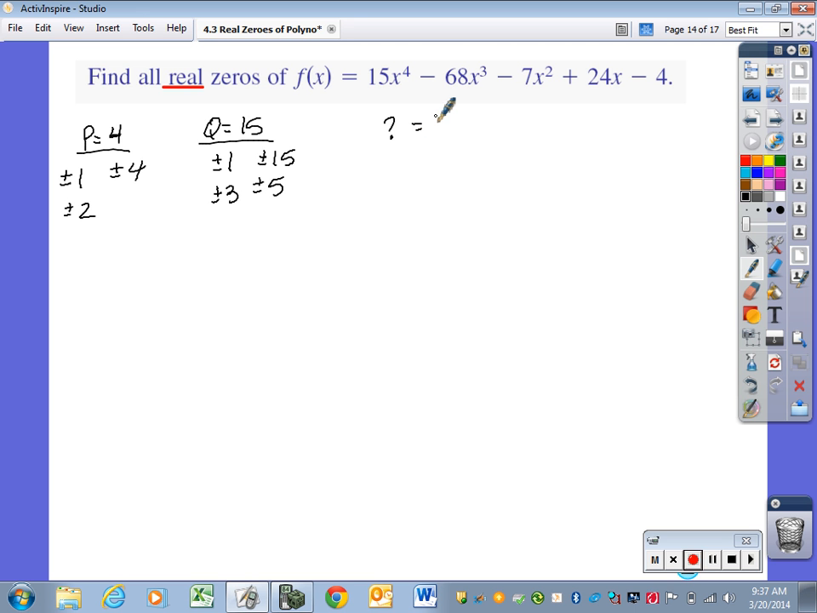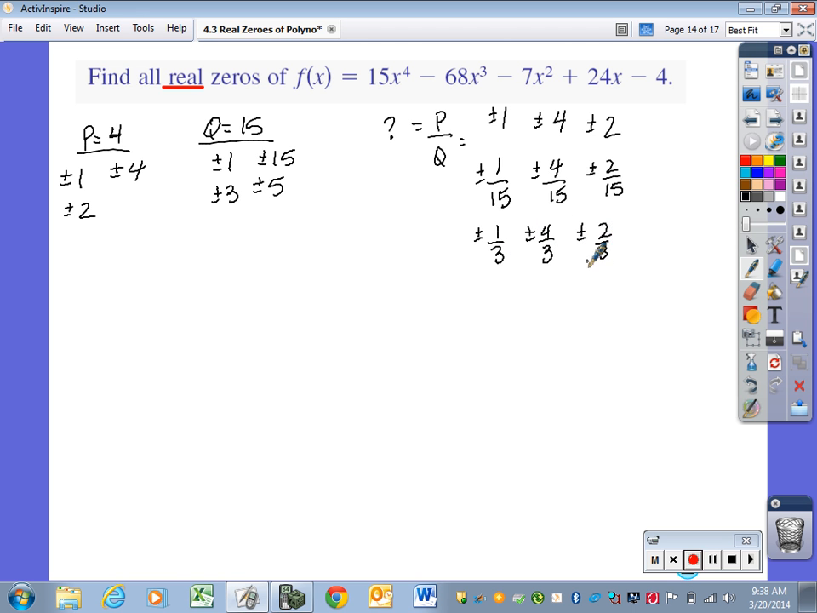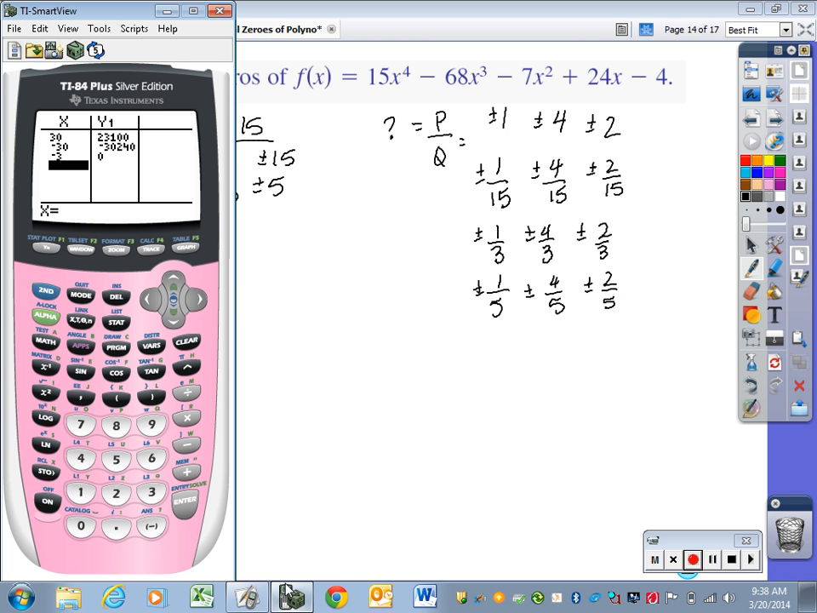So my possibilities are P over Q. 1 over 1, 4 over 1, 2 over 1. 1 over 15, 4 over 15, 2 over 15. 1 over 3, 4 over 3, 2 over 3. 1 over 5, 4 over 5, 2 over 5. This is also why I like it. Then I don't have to worry about the fractions.